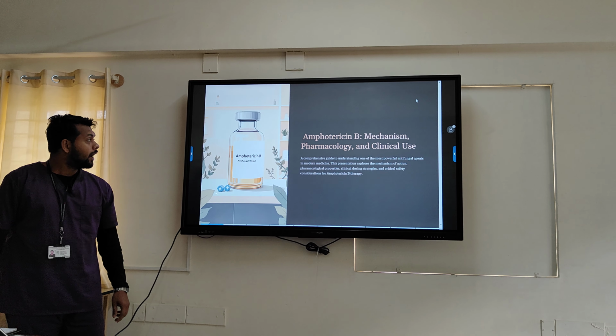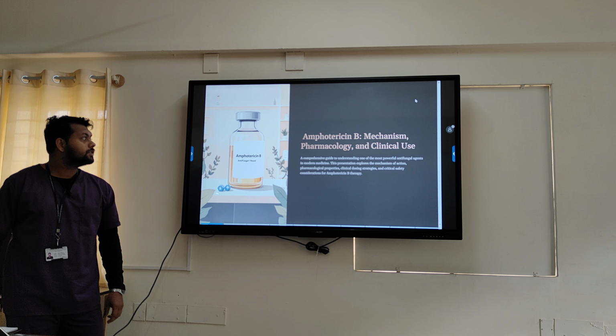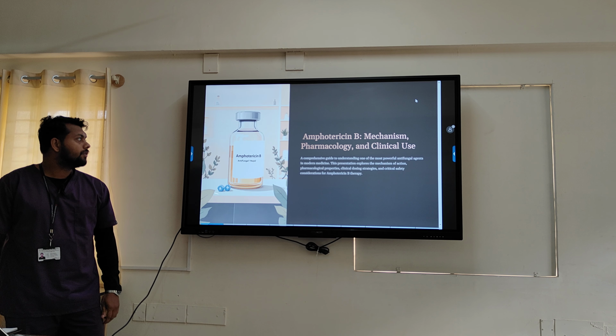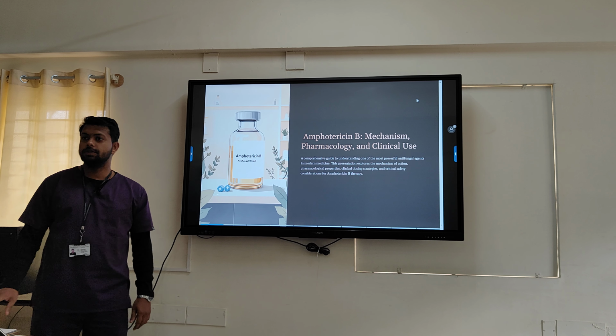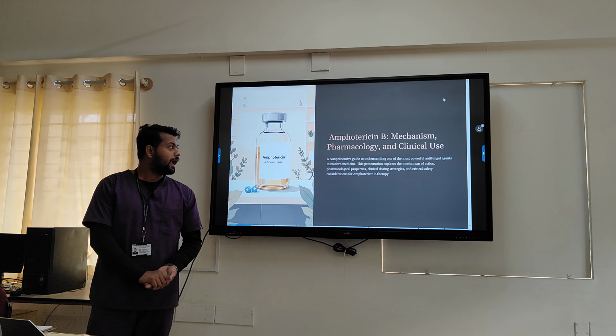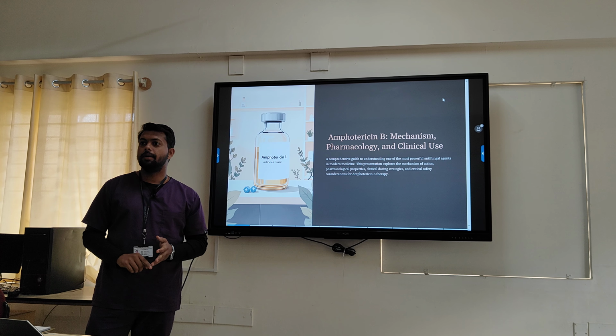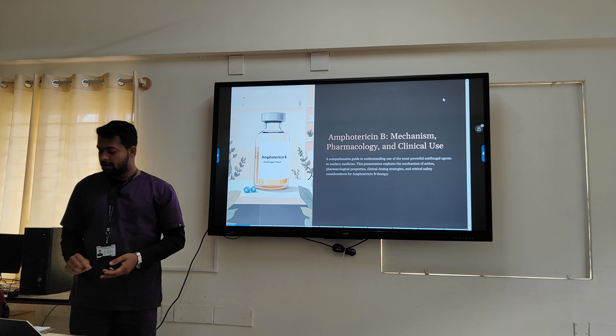Today I'm taking the topic Amphotericin B. We'll see the mechanism of action, pharmacology, and clinical uses of this drug. This is an antifungal drug. Among the antifungals, it's categorized as an antibiotic of the polyene category.